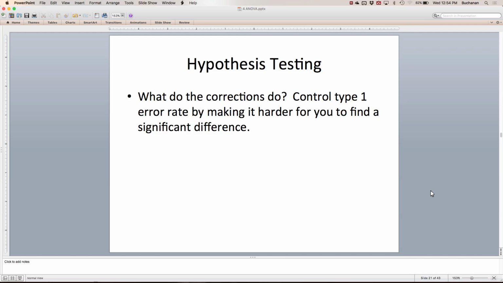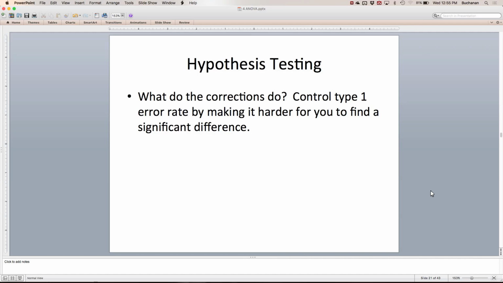But what is the point of a correction? What corrections do is control type 1 error. What do I mean by that? If I run 3 independent t-tests, I'm increasing my type 1 error. The likelihood of me finding something goes up because I'm running all these tests. If you do something a bazillion times, this is also the gambler's fallacy, but just pretend with me for a minute, if I do something enough times, I'm likely to find something.